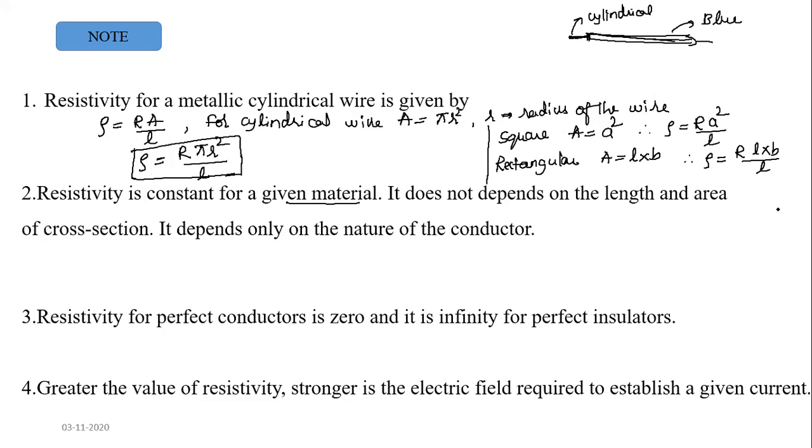One mark maximum, this question has been asked. If you look inside the question paper, you will get this question. Resistivity is constant for a given material. It does not depend on the length and the area of cross section. It depends only on the nature of the conductor.